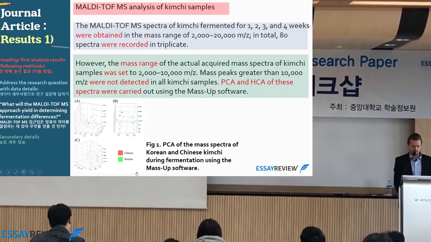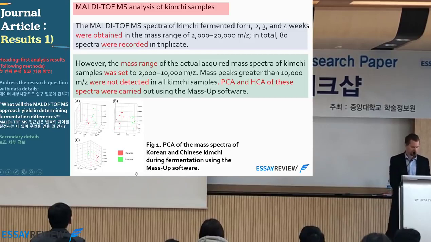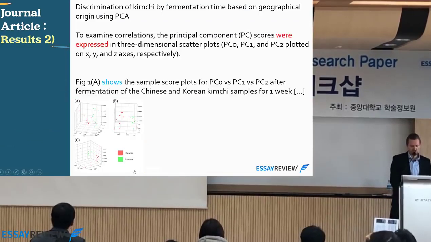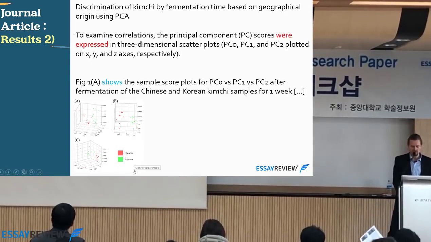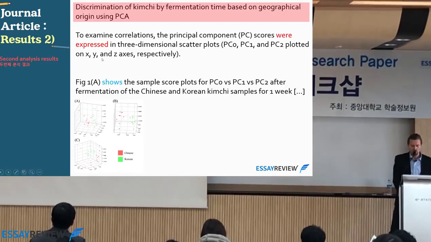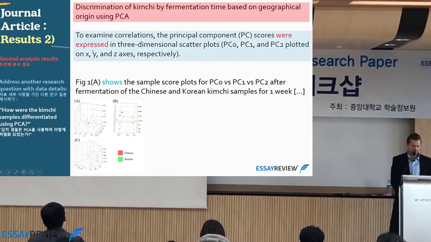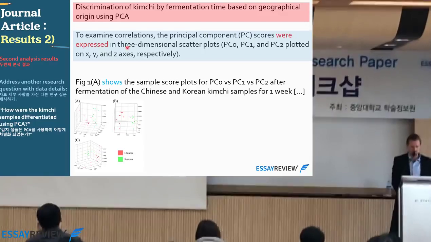I know this gets really dry looking at every detail of these. Let's just look at what this author's doing. Again, this is the subheading: discrimination of kimchi by fermentation time based on geographical origin using PCA. Well, that was our first method of analysis, right? PCA. So this addresses a second research question, which is, how were the kimchi samples differentiated using PCA? They discuss how they examined these correlations. They were expressed using three-dimensional scatter plots. So here's the scatter plots.